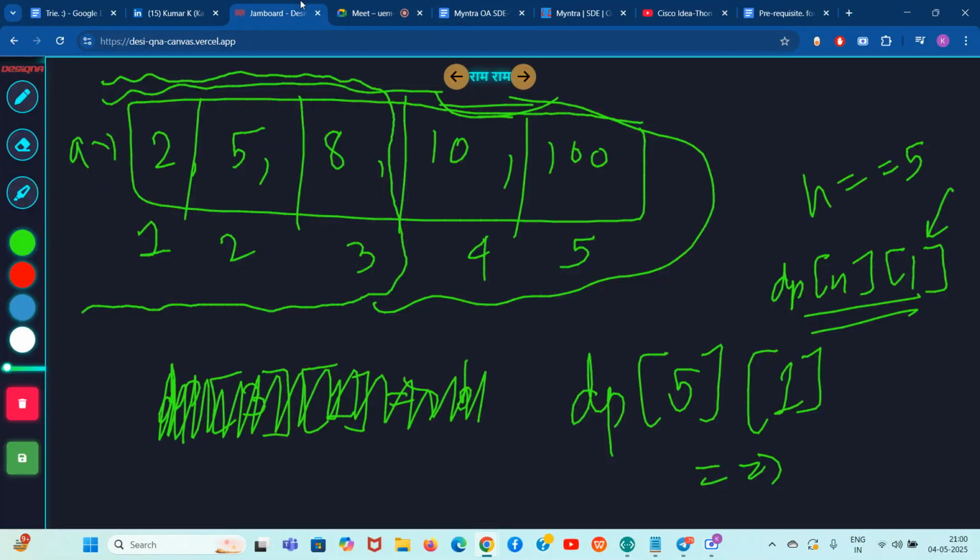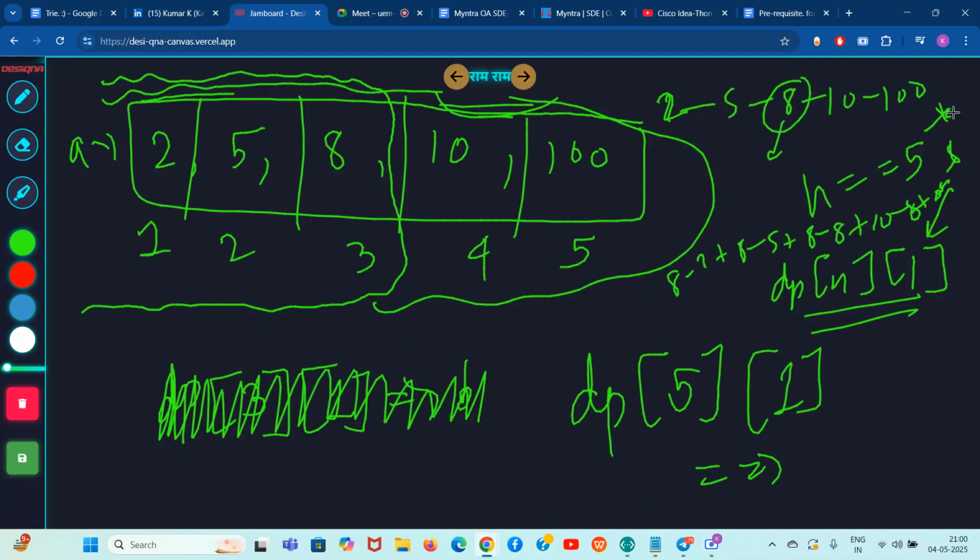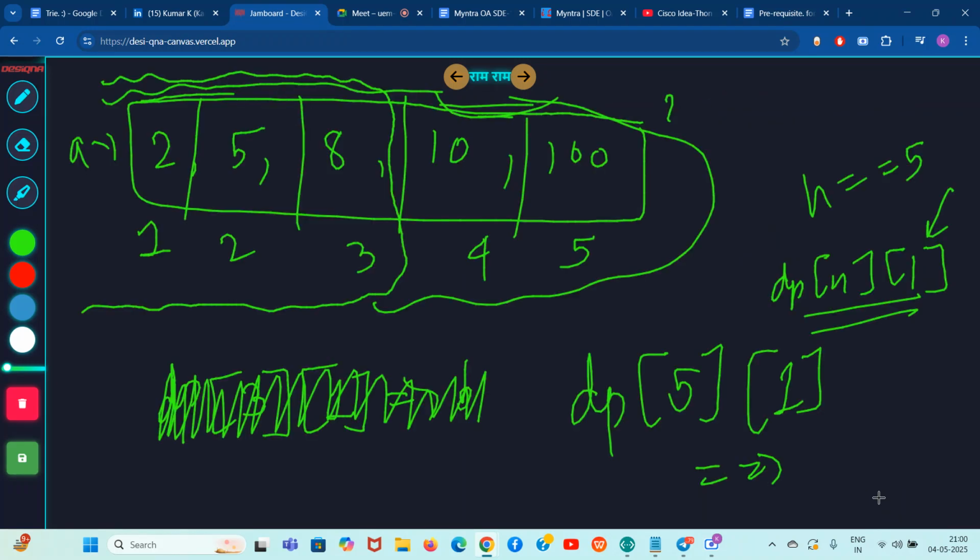How? dp[5][1] means what? You consider the first 5 elements: 2, 5, 8, 10, 100. What is the minimum cost to place one food? Place one food in the middle. So this is the middle, right? So 8 minus 2 plus 8 minus 5 plus 8 minus 8 plus 10 minus 8 plus 100 minus 8 is nothing but 103. So dp[5][1] is 103. Good. Now guys, like this I can ask you different questions also, but you should not cry, okay?